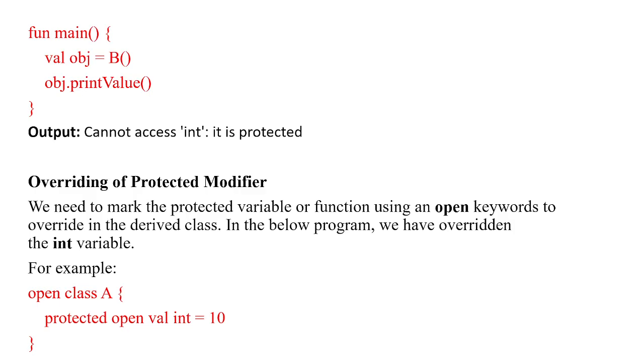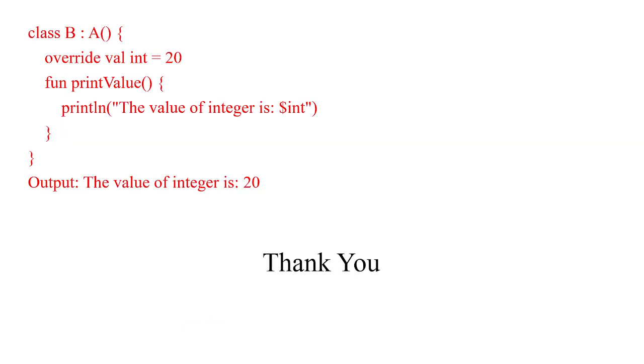Now, overriding of a protected modifier. We need to mark the protected variable or function using the open keyword to override it in the derived class. In the below program, we have written an integer variable, so here we can override it, and here we can print the value.